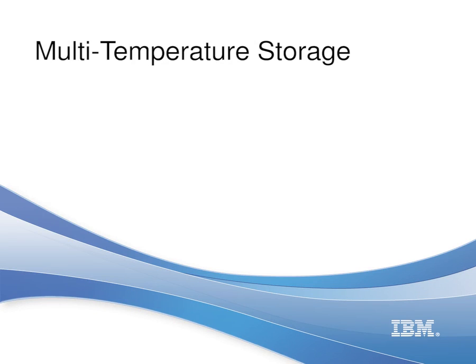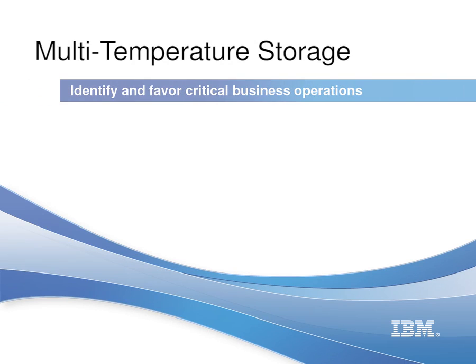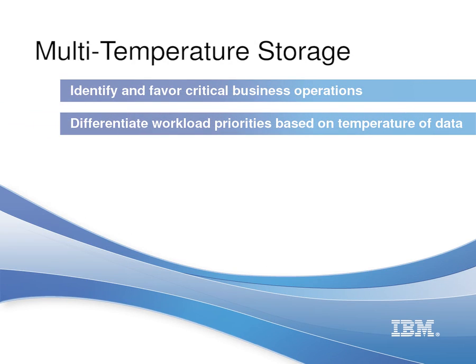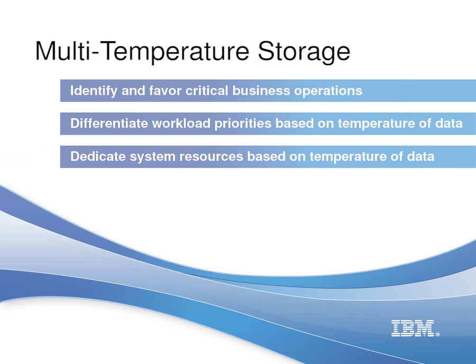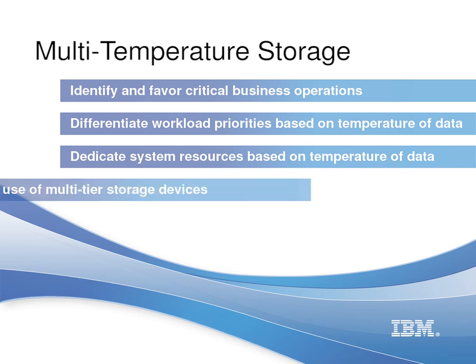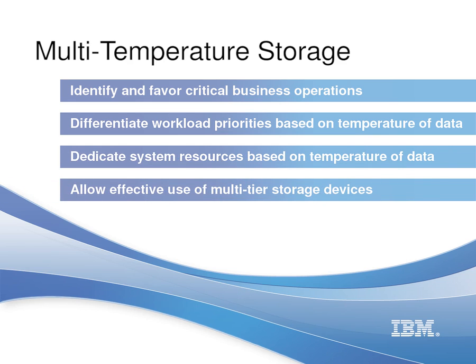You have seen how to use the DB2 multi-temperature storage solution to identify and favor critical business operations, differentiate workload priorities based on temperature of data, and then dedicate system resources accordingly. All of the above allow effective use of multi-tier storage devices.